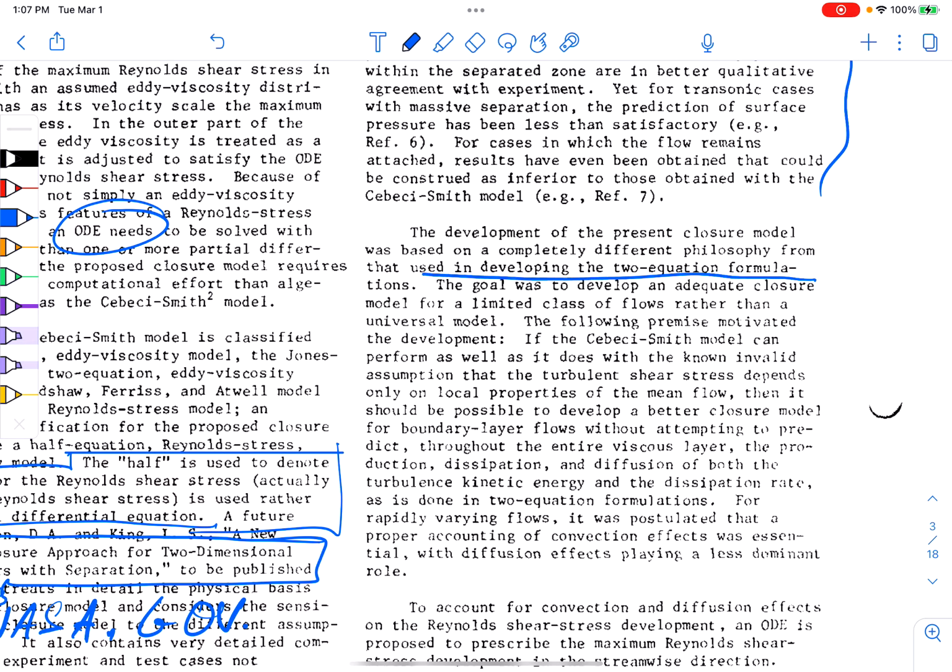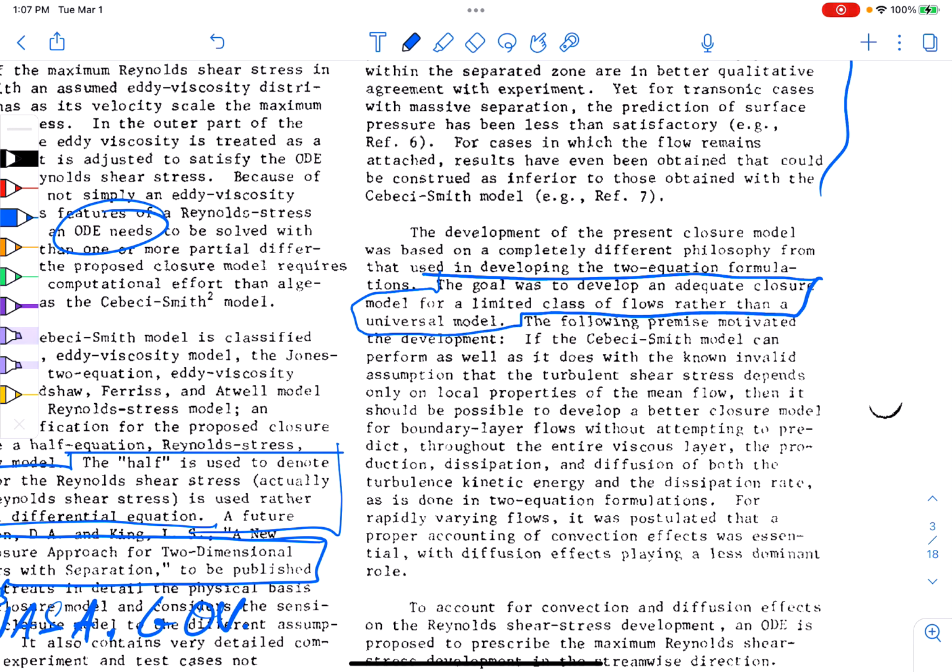They said that their goal was to develop an adequate closure model for a limited class of flows rather than a universal model. And a lot of people have been looking for sort of RANS closures that work for all flows, and even today we're failing at that. So maybe a lesson over the last 50 years is it's good to try and create a prediction model for a classification of flows that runs fast and is accurate than trying to do something that's sort of a jack of all trades and master of none.